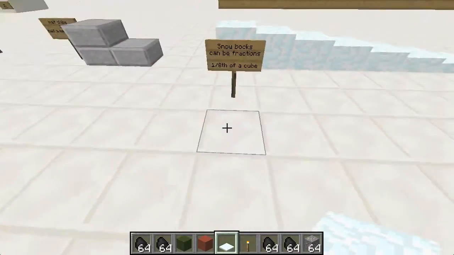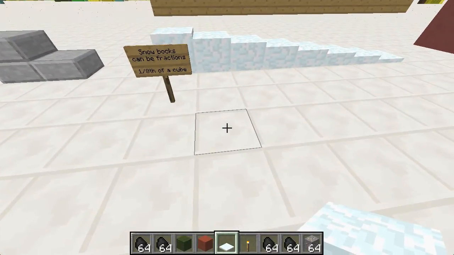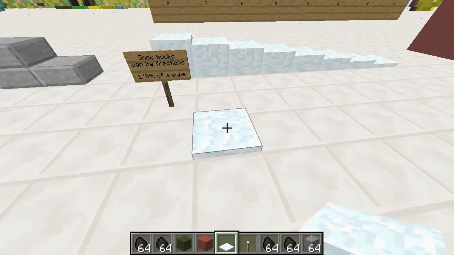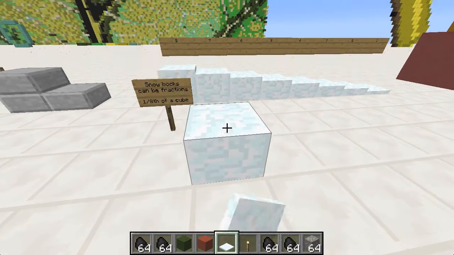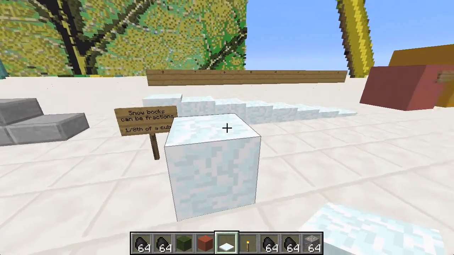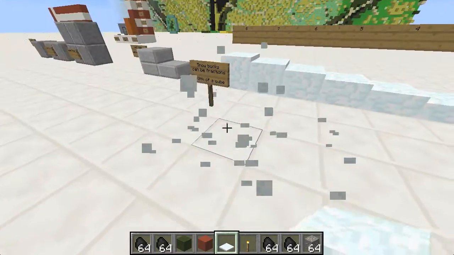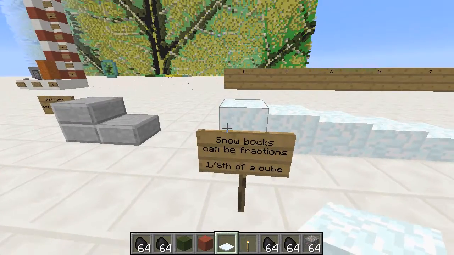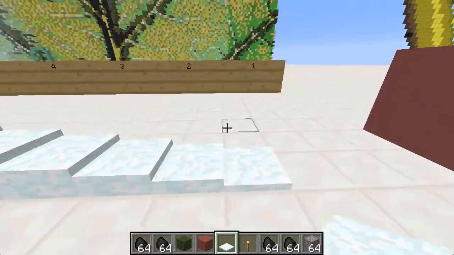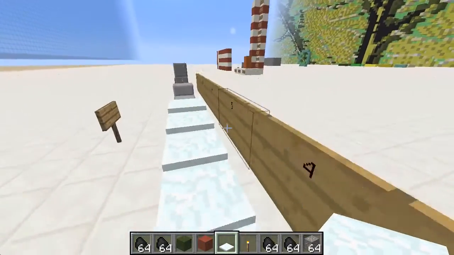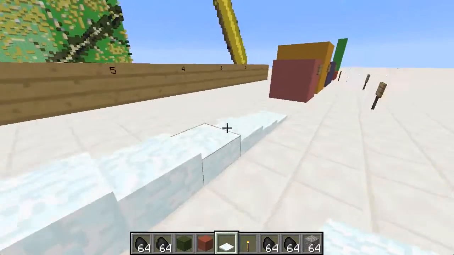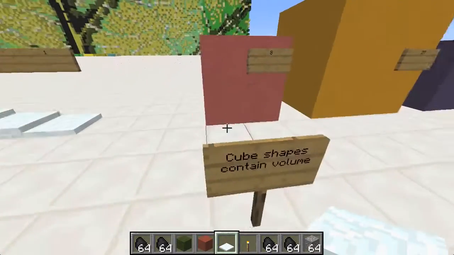So snow blocks, as you know, or may not know, if you right-click them down, 1, 2, 3, 4, 5, 6, 7, 8. They actually form little cubes like that, and we can do that with them. So they are 1/8 of a cube because there's 8 little sections that will make up one snow block. Okay, so you can divide stuff into 1/8.